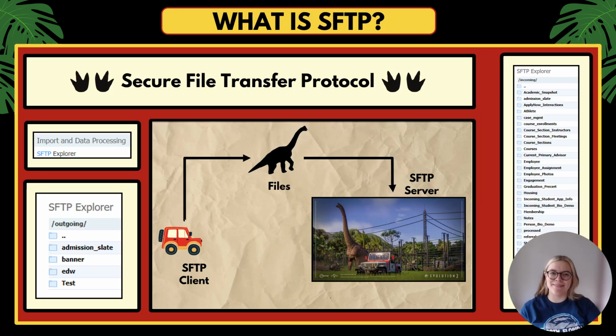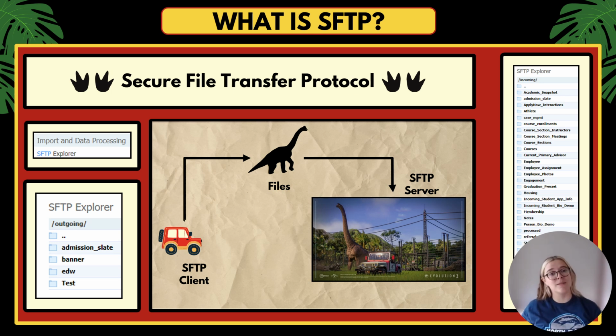Now, let's talk about SFTP, and that stands for Secure File Transfer Protocol. Think of it as our official transportation system for data. If SSIS is Mr. DNA doing the behind-the-scenes science, SFTP is the armored jeep making sure our dinosaurs, aka our files, get where they need to go safely. We don't want just anyone accessing the dinosaurs. That's why SFTP is secure. Only those with the right keys, credentials, and whitelisted IP addresses can see what's going on inside or move things around. And even then, not everyone with IP addresses can see what we want.